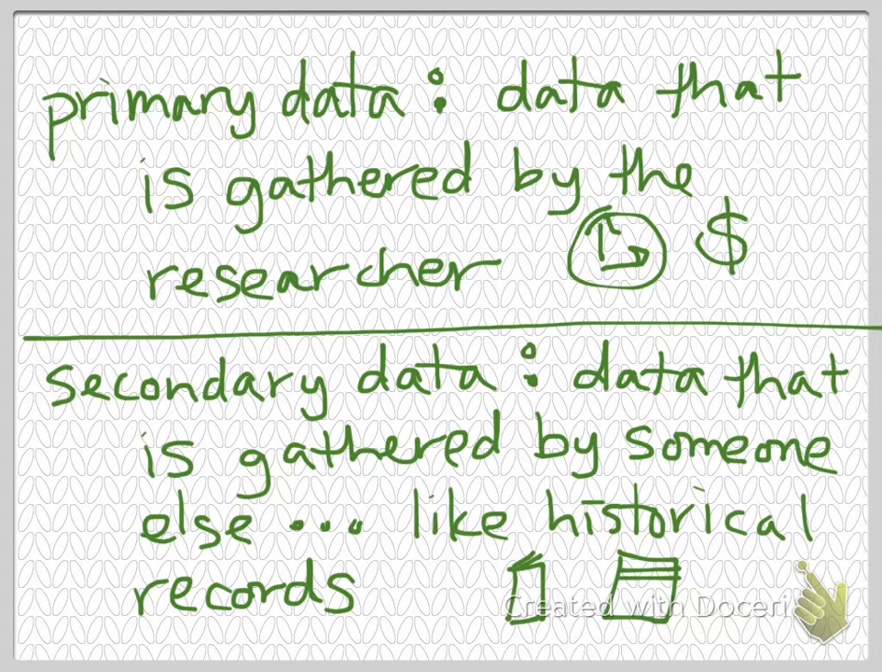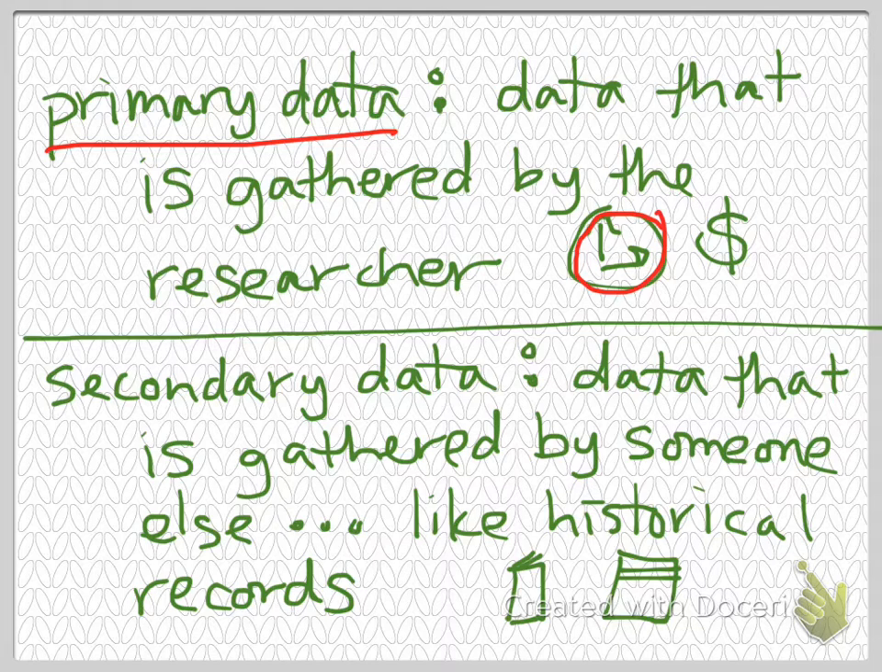Right, so there are a couple of ways that we can gather data. Primary data is data that is gathered by the researcher. So this usually takes a lot of time, so it's supposed to be a little clock right there to show time. And money is kind of expensive sometimes to gather your own data. There are a lot of good things to it because you know that it's reliable because you did it yourself. But still, not always the best way to gather information, especially if you're trying to do a study that goes long term.